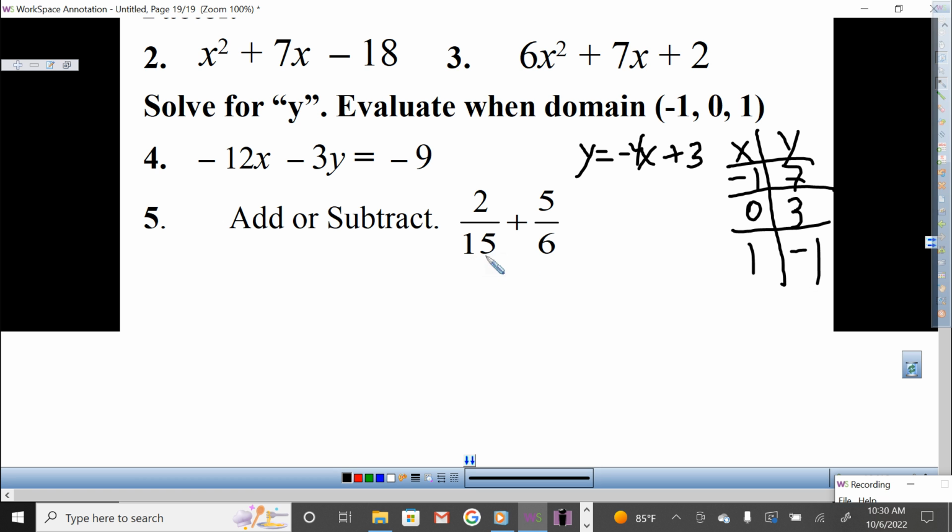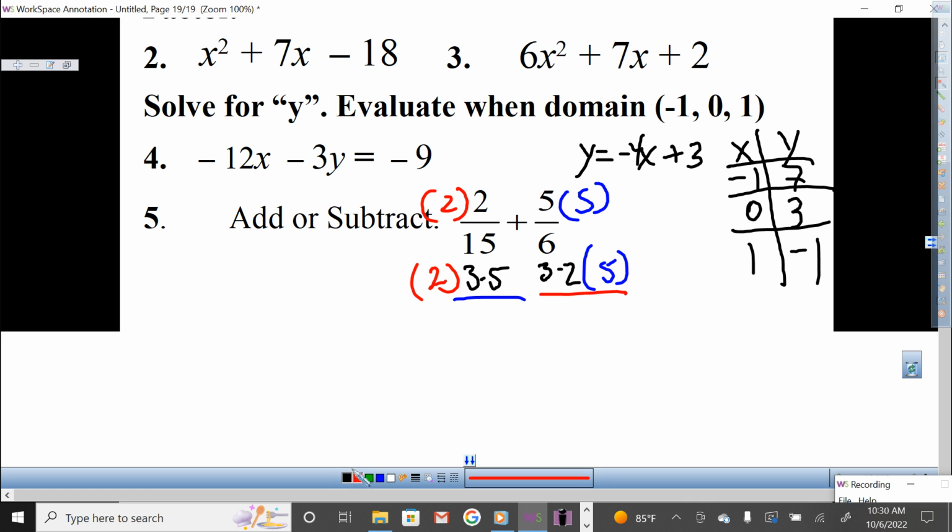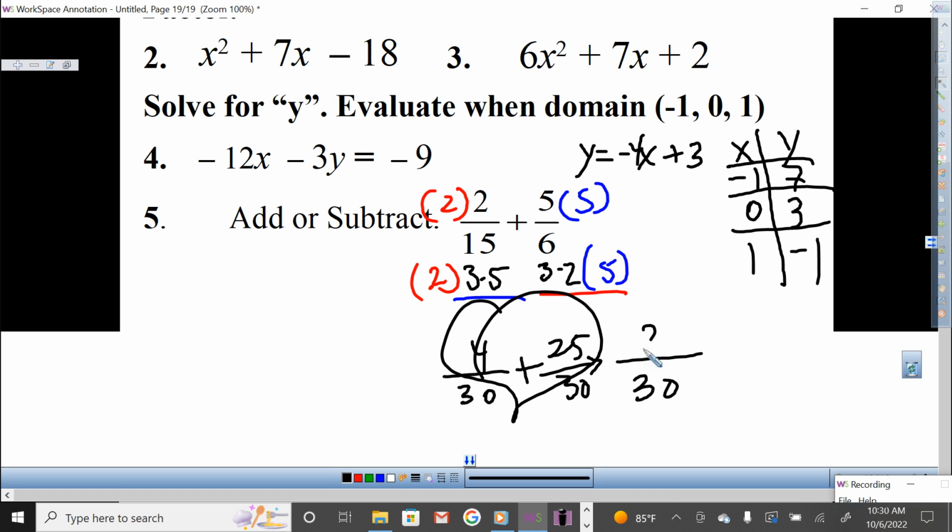And last but not least, let's factor this one. This is 3 times 5, and this is 3 times 2. Okay. What does this one need that this one has? A 5. So I multiply top and bottom times 5. What does this one need that this one has? A 2. So I multiply top and bottom by 2. So, numerator 4, denominator 30, plus numerator 25, denominator 30. So, common denominator is 30, 29 over 30. Hands, have you got that by yourself?